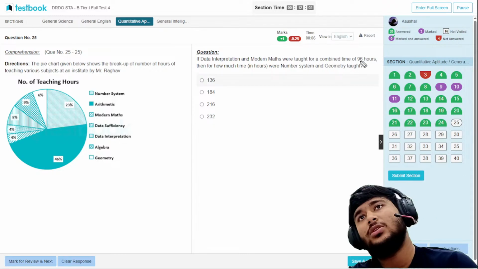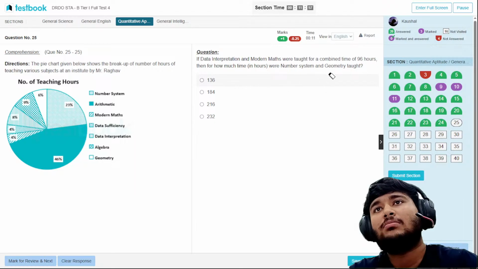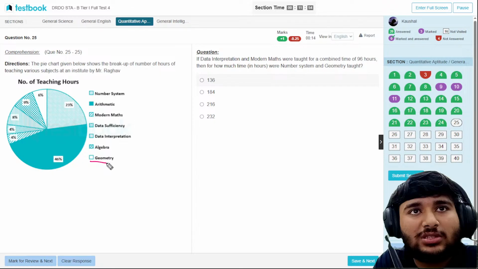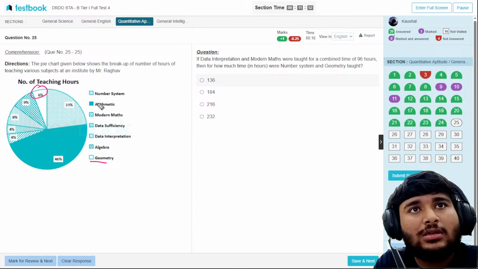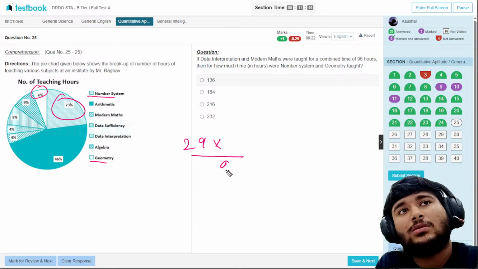Combination of 69 hours. Then how much time were number system and geometry taught? Number system and geometry white है. Number system ये है 29. 96 into 100.